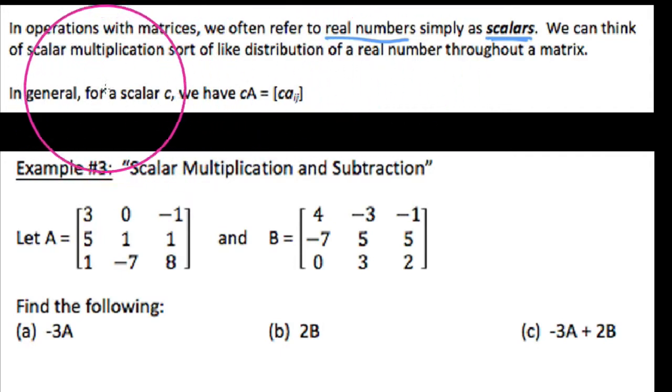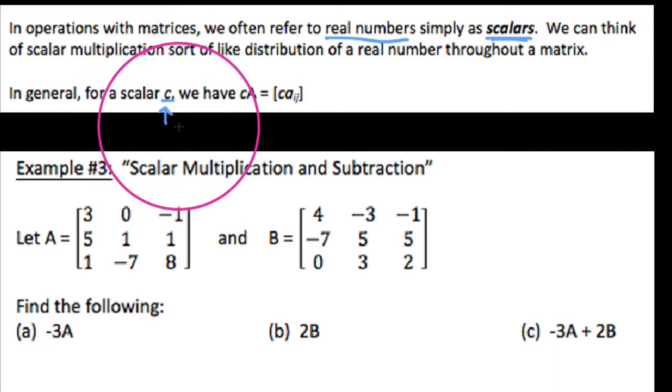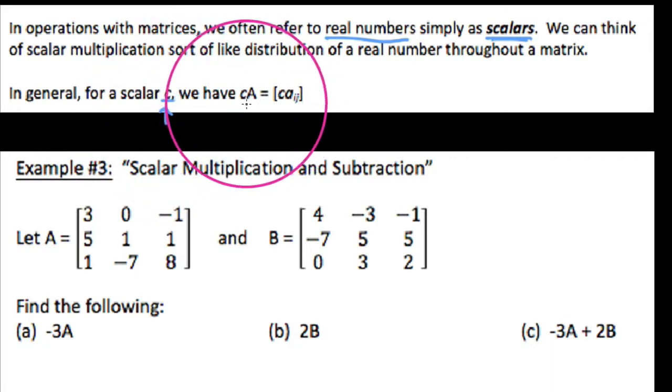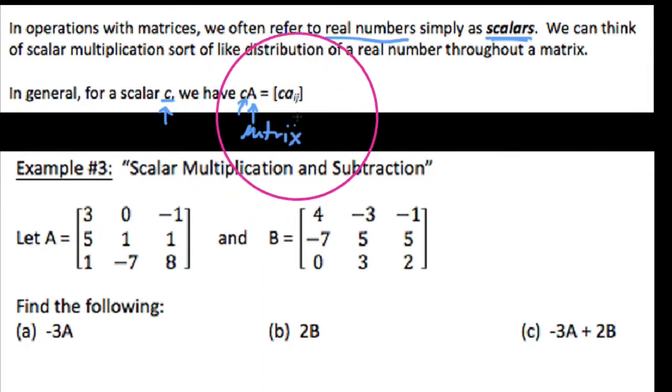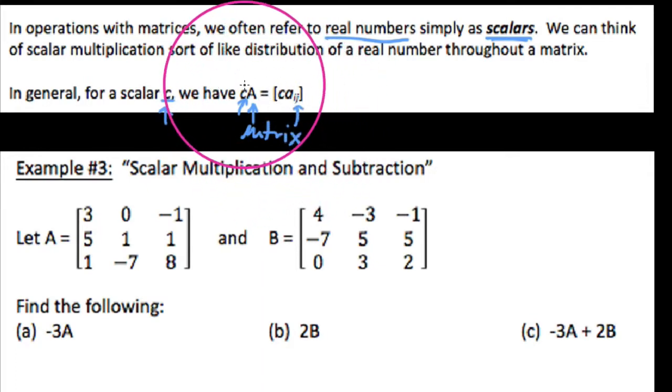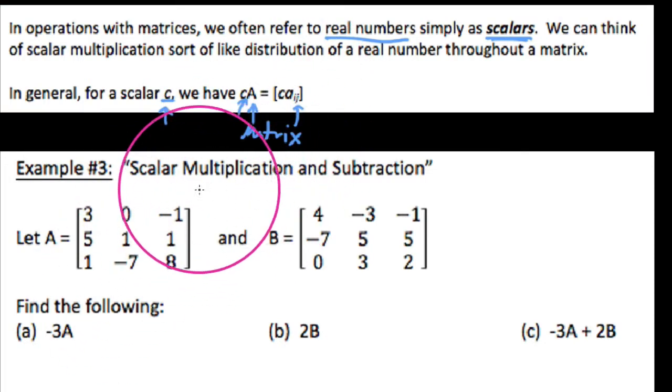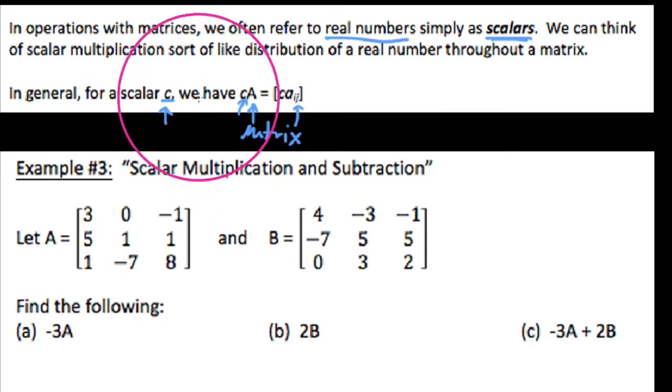We think of scalar multiplication sort of like distribution of real numbers throughout a matrix. In general, for a real number scalar c, and you notice I'm using a lowercase c, lowercase c represents our scalar. Then we have lowercase c times uppercase A, in other words a real number times a matrix, and what we get for an answer is some new matrix. When I said distribution, we're saying let's take this real number c times all of the entries on the inside of the matrix, a_ij. Essentially, we're going to use this to do two things: one, scalar multiply, and the other, carry out subtraction.